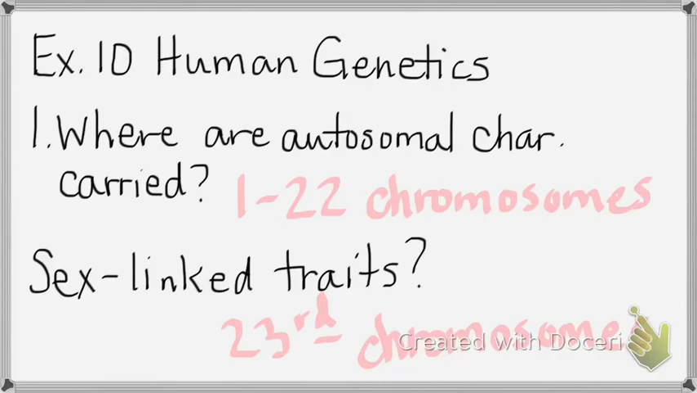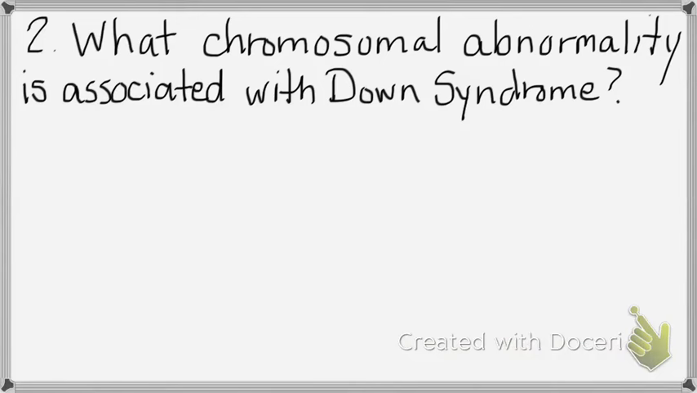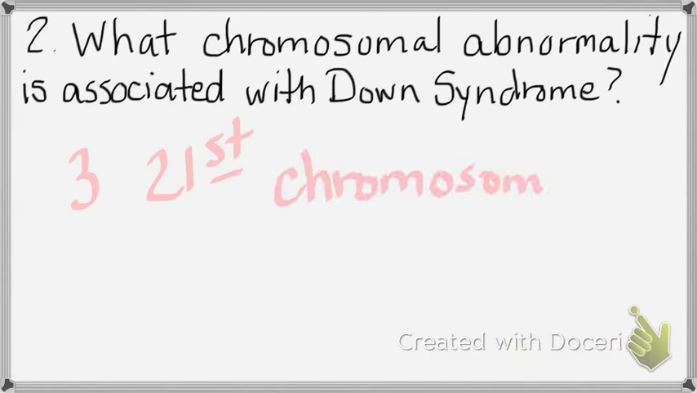Are you okay with question number one? Okay, so if you want to find this one, it's on page 122. What chromosomal abnormality is associated with Down syndrome? Good. So instead of getting two 21st chromosomes, these individuals get three 21st chromosomes. Make sure you can tell a Down syndrome karyotype by looking at the karyotype. What is a karyotype? It's a picture of a person's chromosomes, exactly. So make sure you can look at a karyotype and determine if a child has Down syndrome.